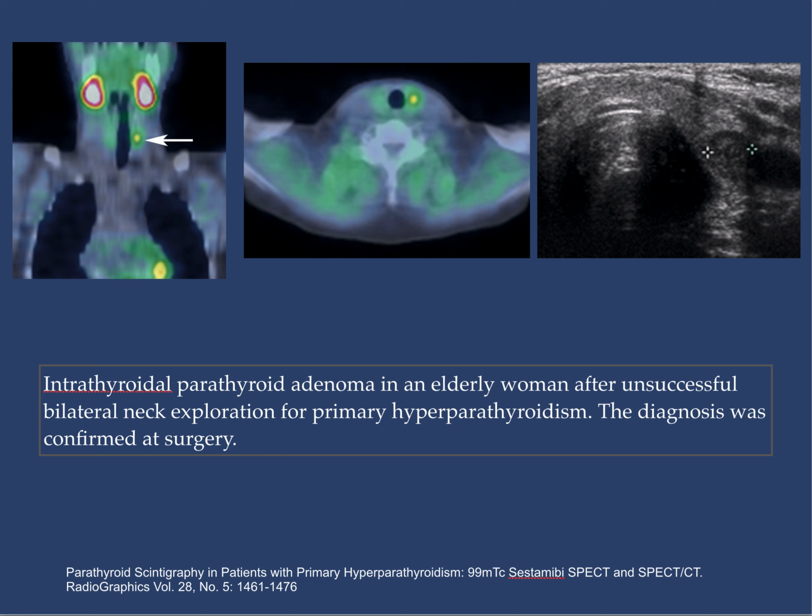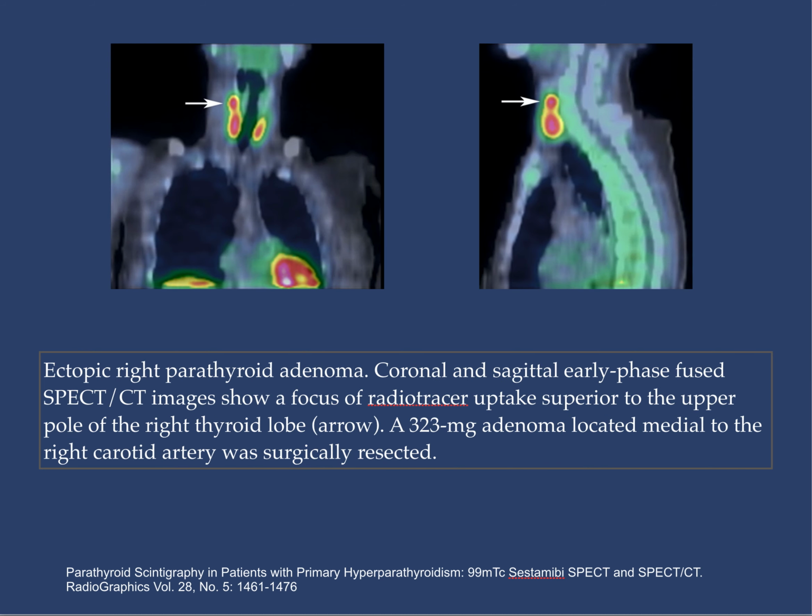Again, this is an example where a SPECT-CT was able to localize an intrathyroidal parathyroid adenoma, which would be extremely challenging for a typical sestamibi scan without the SPECT-CT or with CT. Only with the combination of a CT and SPECT are we able to say, okay, we have a sestamibi uptake in the middle of the thyroid gland. This would be very, very difficult for a surgeon to identify without using preoperative guidance.